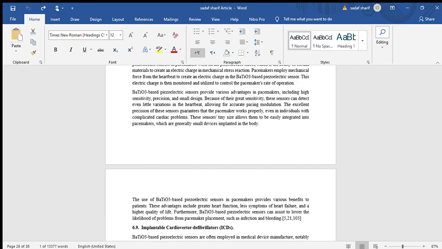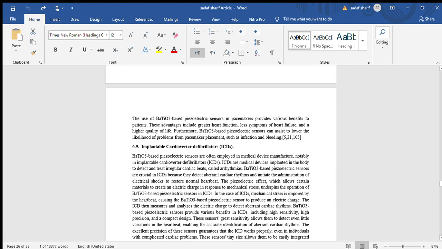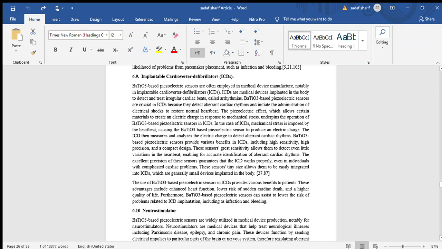The use of barium titanate based piezoelectric sensors in pacemakers provides various benefits to patients. These advantages include greater heart function, fewer symptoms of heart failure, and a higher quality of life. Furthermore, barium titanate based piezoelectric sensors can assist in lowering the likelihood of problems from pacemaker placement, such as infection and bleeding. Now, what are implantable cardioverter defibrillators?